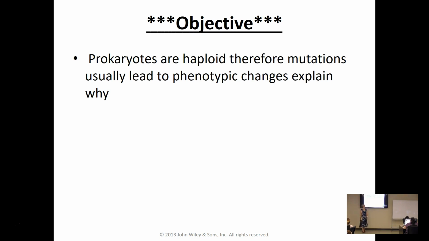Okay, so prokaryotes are haploid, therefore mutations usually lead to phenotypic changes. Explain why. Well, there's a couple terms you probably haven't heard in a while, so let's start with those. What's haploid mean? One set of, we already said they have one chromosome, right? But within that chromosome, each of the segments of information, what we call genes, that code for the proteins that run the cells, they have one copy. We, on the other hand, are what?